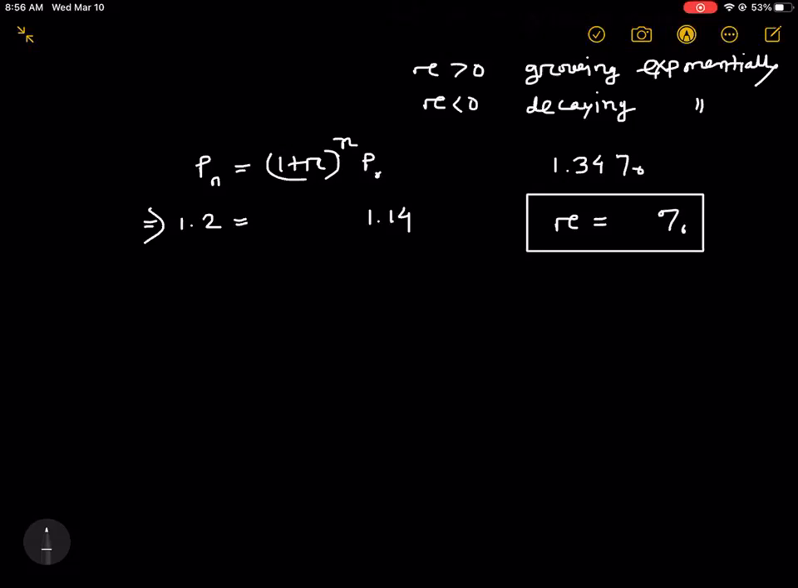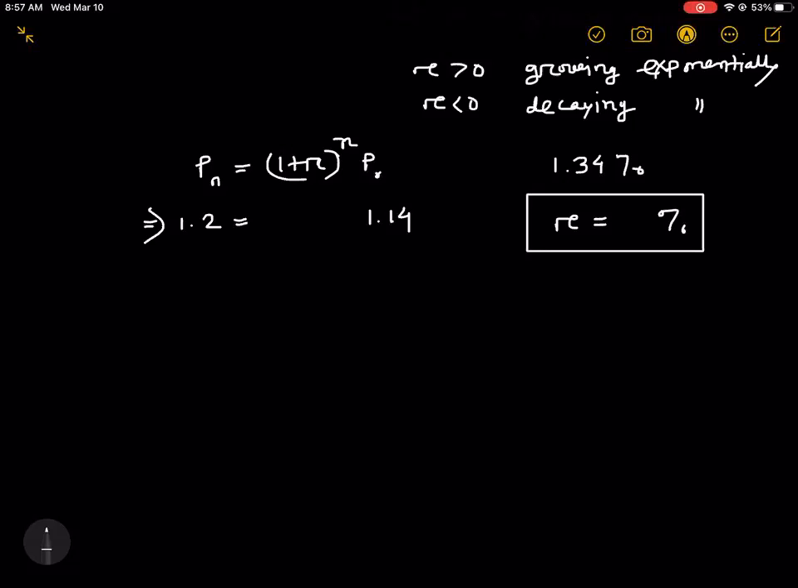Anyone? What should you do? How can you plug in R? No one? Shouldn't it be 1 plus 0.0134, because it needs to be a decimal instead of a percent? Exactly. That's really important. That's why I've asked.